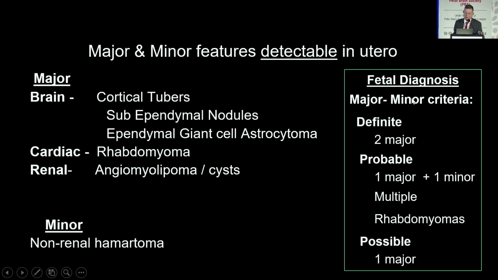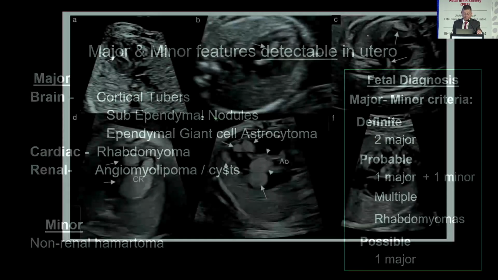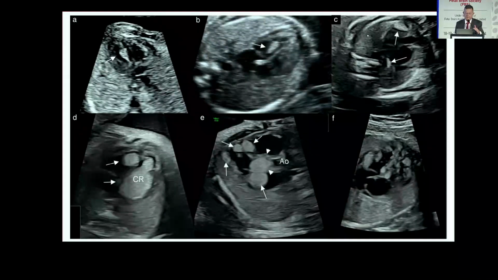So you are able to find two major. In the case of the fetus, usually it is cortical tubers and rhabdomyoma. You make a probable diagnosis with one major and one minor, or when you have multiple rhabdomyomas. If you have a heart that is full of rhabdomyomas, most probably the diagnosis is there. And possible when you have one major, that usually is the presence of one or two rhabdomyomas that you are not sure of, or the presence of a single tuber in the brain.